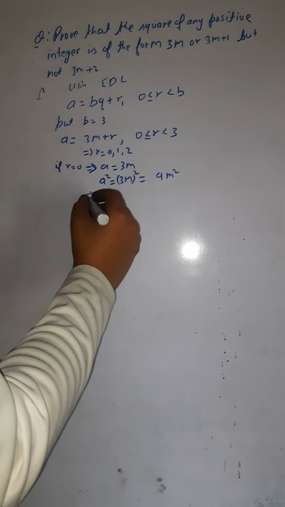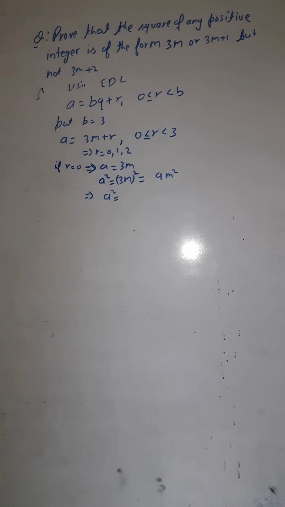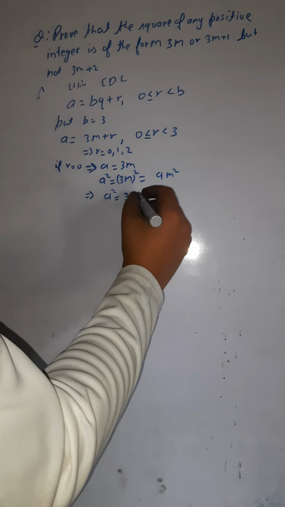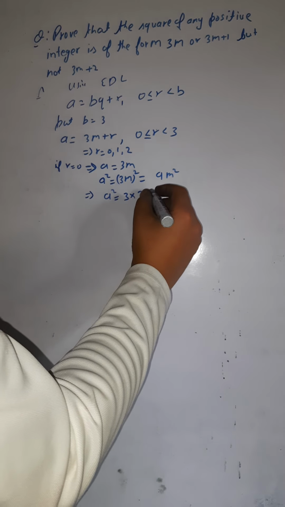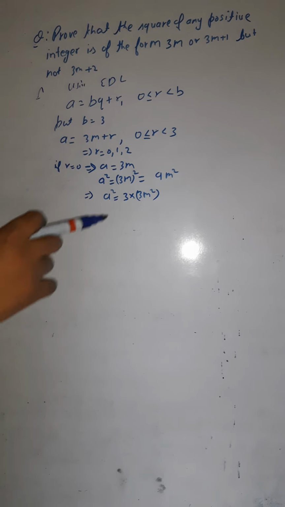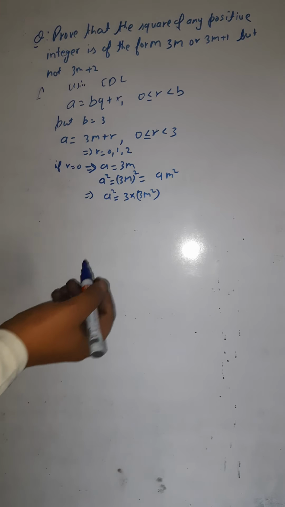Now again I can write this as a square equals, this 9 can be written as 3 multiplied by 3. Yes or not? Yes. So I can write it as 3 multiplied by 3m square. Is there any problem? There should not be any problem. Like 9 can be written as 3 multiplied by 3. What is the problem?